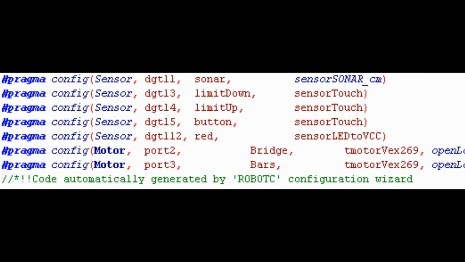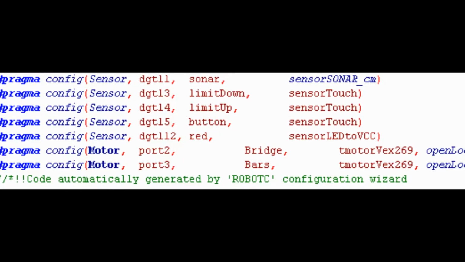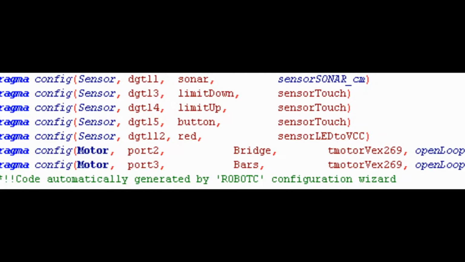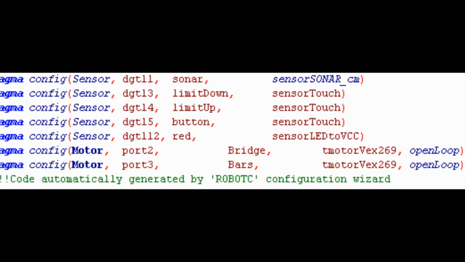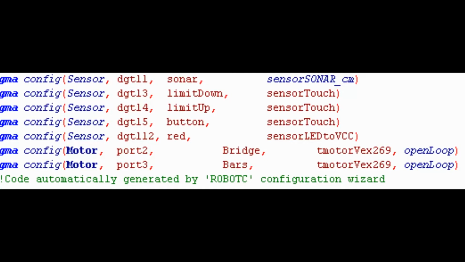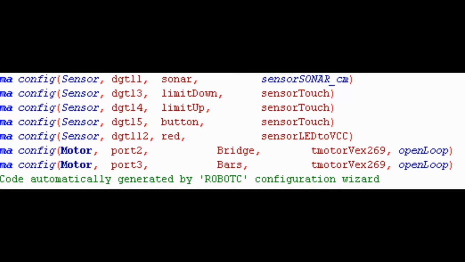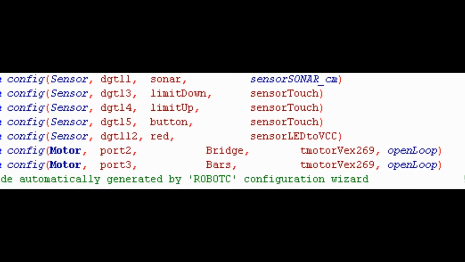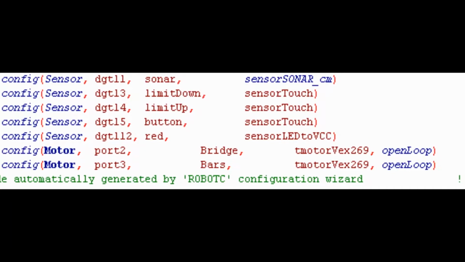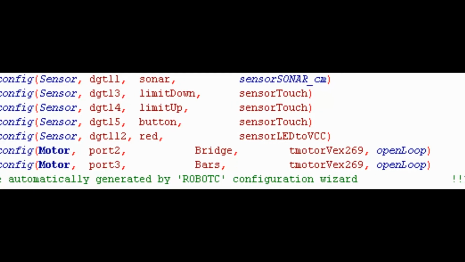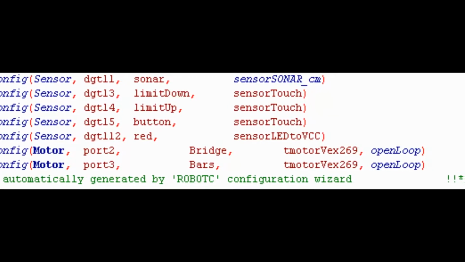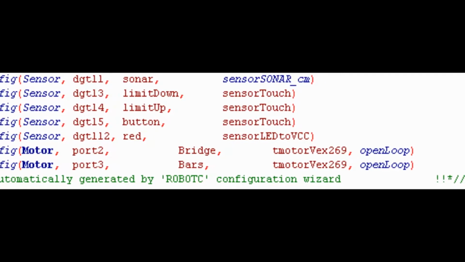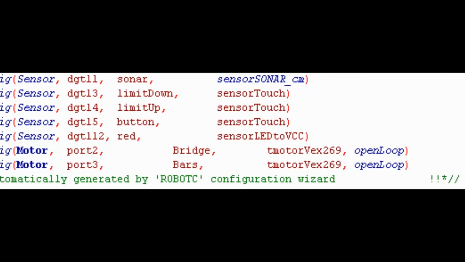Now the coding for the robot bridge that you just saw. First, we have our fragment commands. What they do is they link the actual sensors and motors to the Cortex. As you can see, we have on port 11 the sonar that you saw that detected boats and cars. Below that, you have the limit down switch. That switch was hit when the bridge was in the down position. Limit up is the same thing except when it's in the up position. The button was what we used to control the bridge itself, and the red LEDs that you saw flashing. We have two motors: the bridge motor and a safety bars motor.